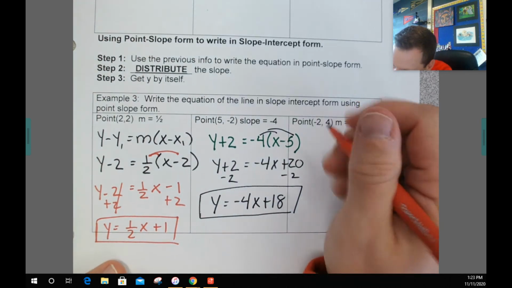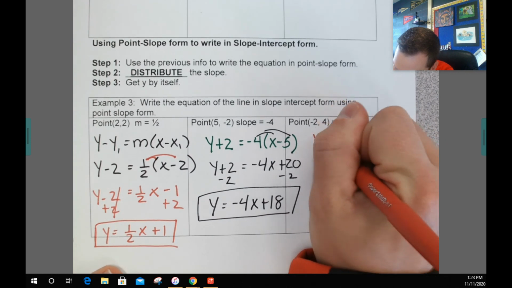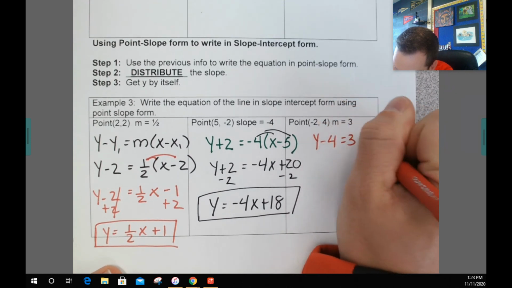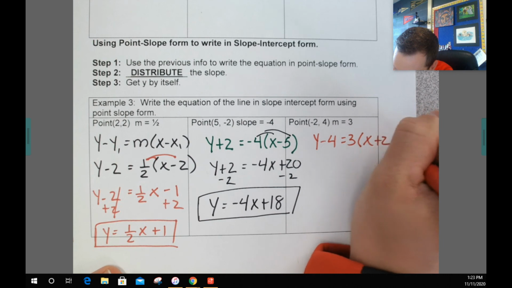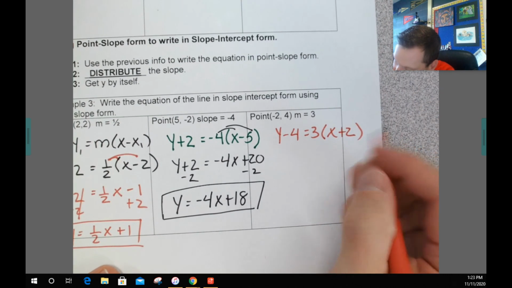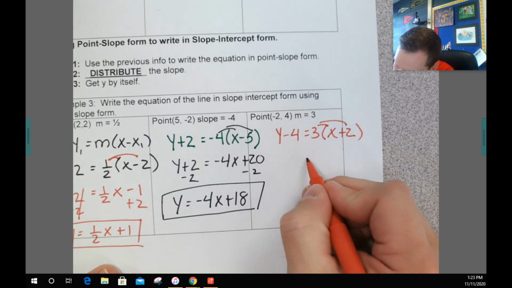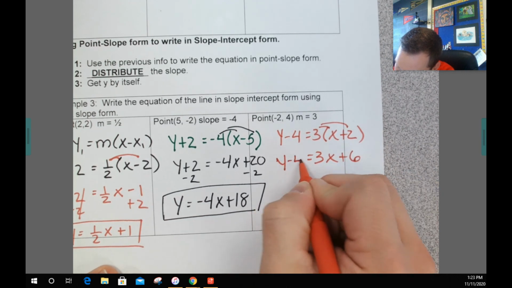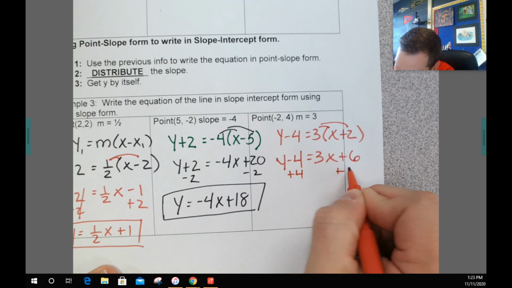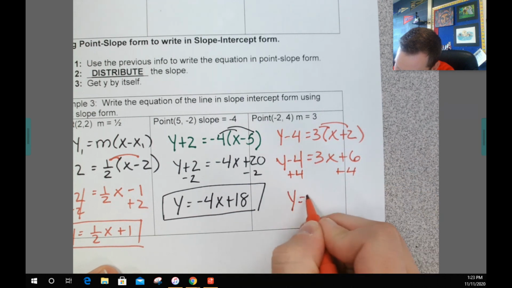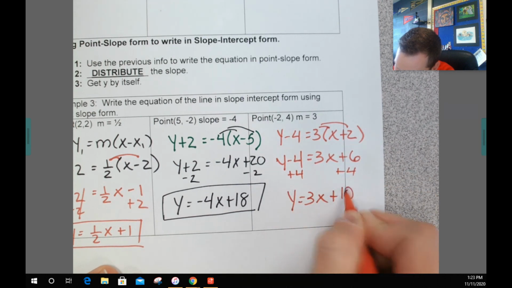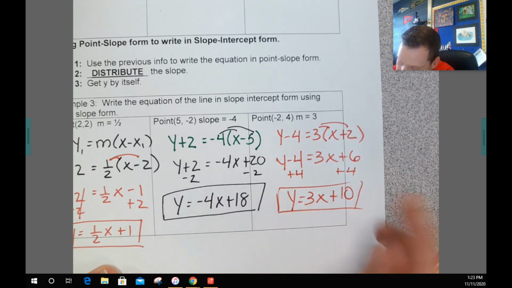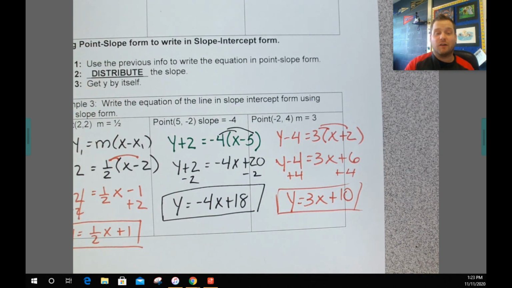Okay, last one. We go ahead and put it in this general form, so it's y minus 4 equals my slope, x plus 2. Distribute that 3 in, so we get 3x plus 6. And then we add 4 to each side. So y equals 3x plus 10. So that's the basics of our point-slope form.